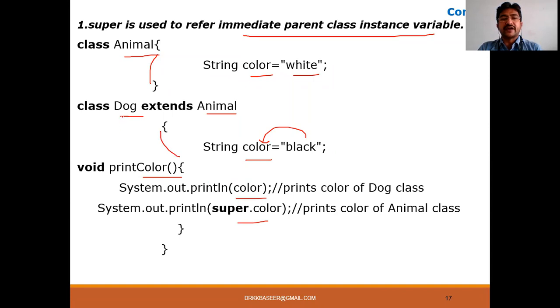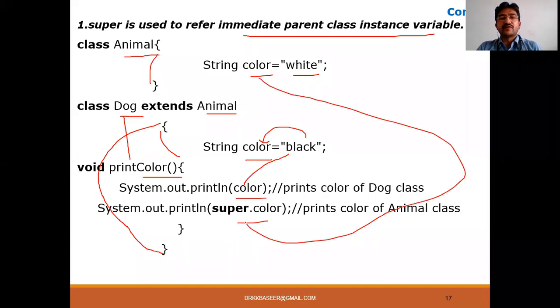The class has not ended here. printColor is the method which is there in the Dog class still. So when you call directly with the name color, without using any object name dot color, it will directly access this black. When you want to access the color variable of the parent, you can use super.color. That is how it can be done simply.